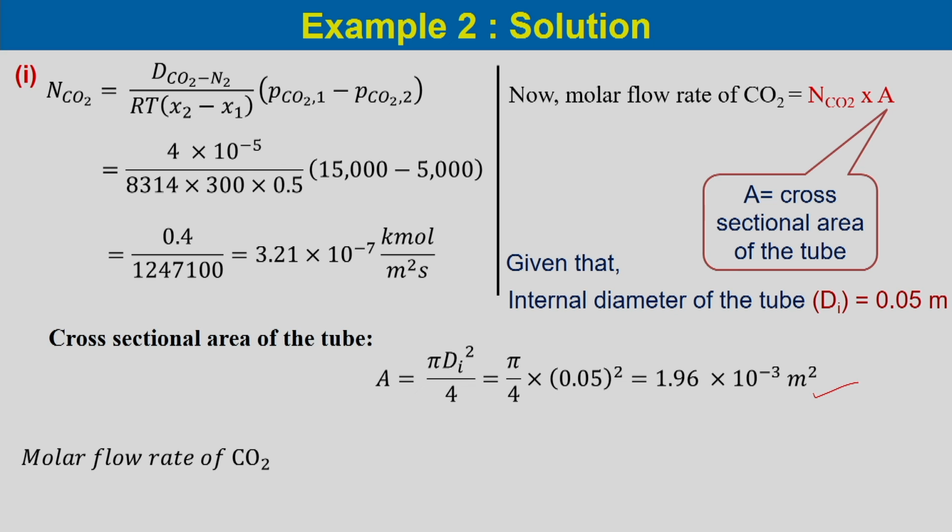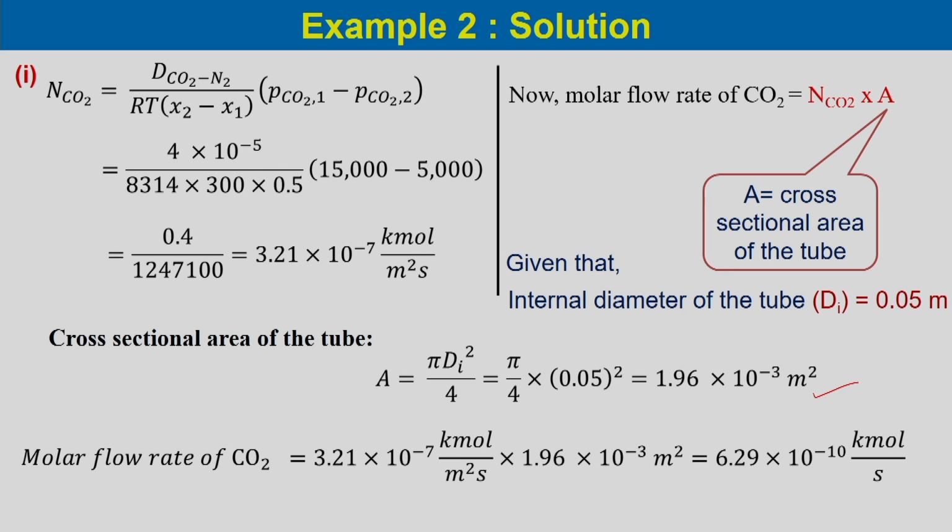Now, the molar flow rate of carbon dioxide we can calculate, which is equal to 3.21 into 10 to the power minus 7 kilomole per meter square second, which is the flux we have calculated, into the cross sectional area 1.96 into 10 to the power minus 3 meter square, which will give 6.29 into 10 to the power minus 10 kilomole per second.